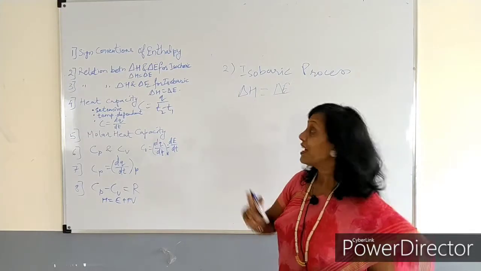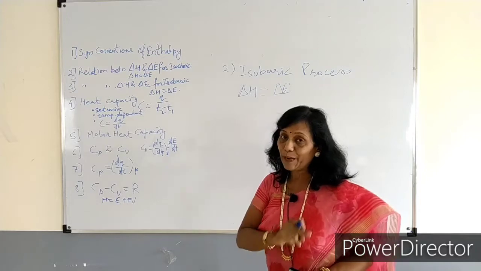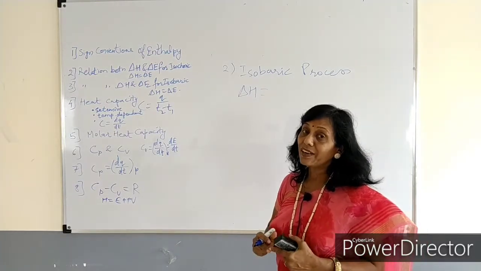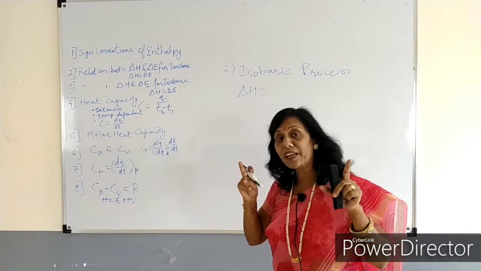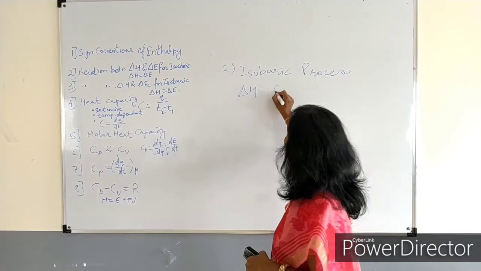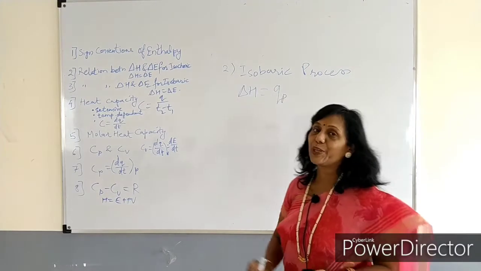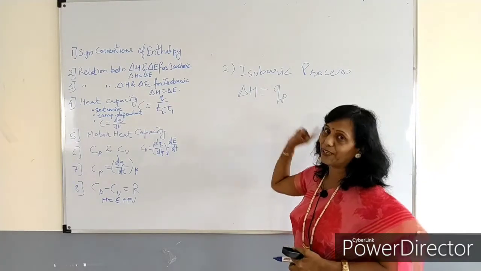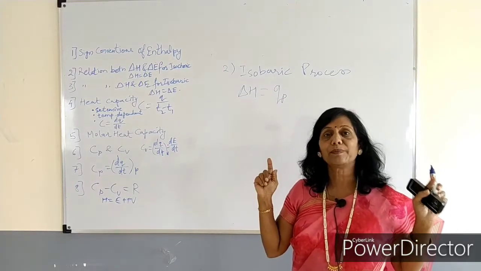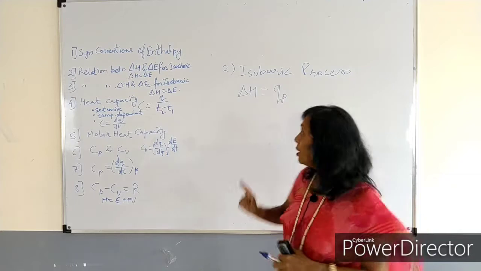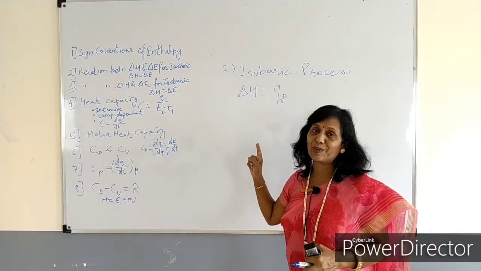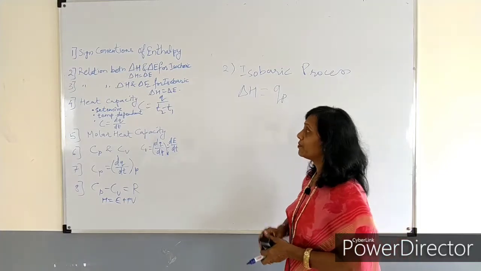But here, since it is an isobaric process, we can write instead of delta E, it is what? Delta H will be equal to the heat only at constant pressure, right? And hence it can be represented as Q with constant pressure P. Is it clear to everyone? So for isobaric processes, delta H is equal to QP.